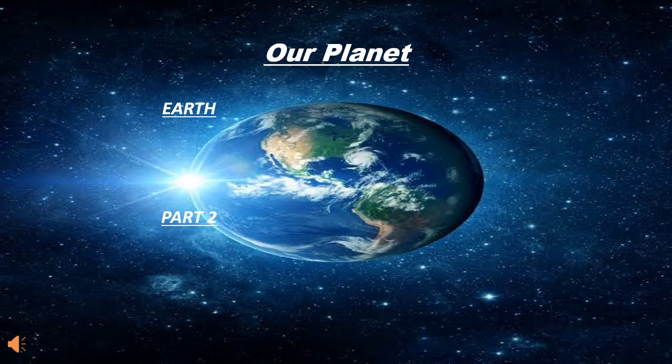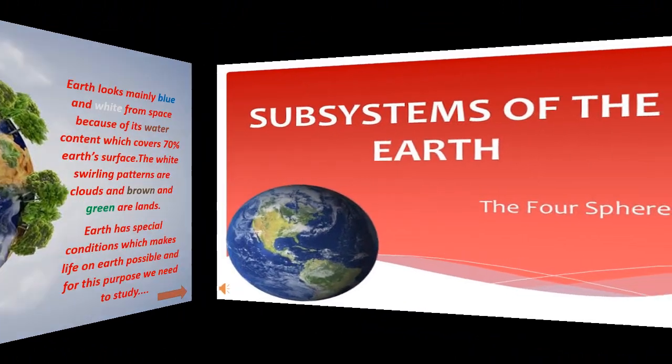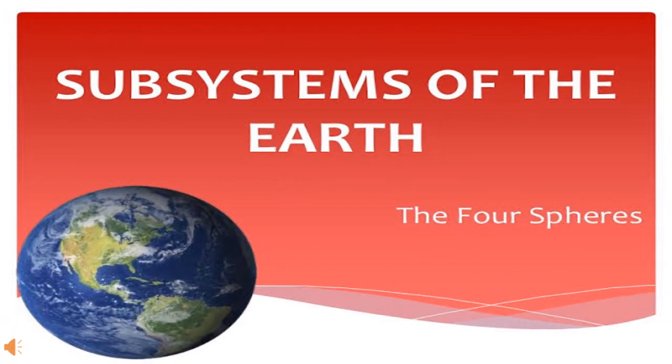Our Planet Earth, Part 2. Earth looks mainly blue and white from space because of its water content, which covers 70% of Earth's surface. The white swirling patterns are clouds, and brown and green are lands. Earth has special conditions which make life on Earth possible, and for this purpose we need to study subsystems of the Earth, the four spheres.